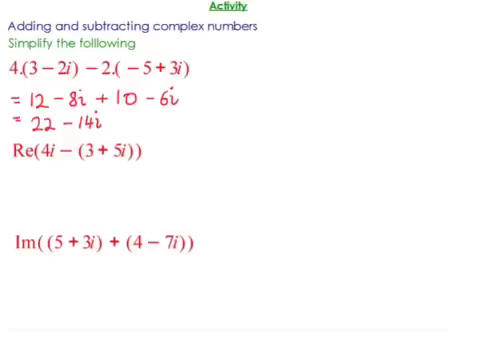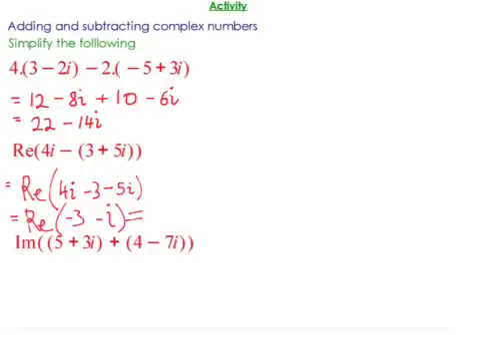Next example, finding the real part of this expression. Okay, so it's the same as finding the real part. Let's multiply that -1 to both terms, and then let's collect our real and imaginary parts. And so the real part of this -3 minus i has to be the -3.